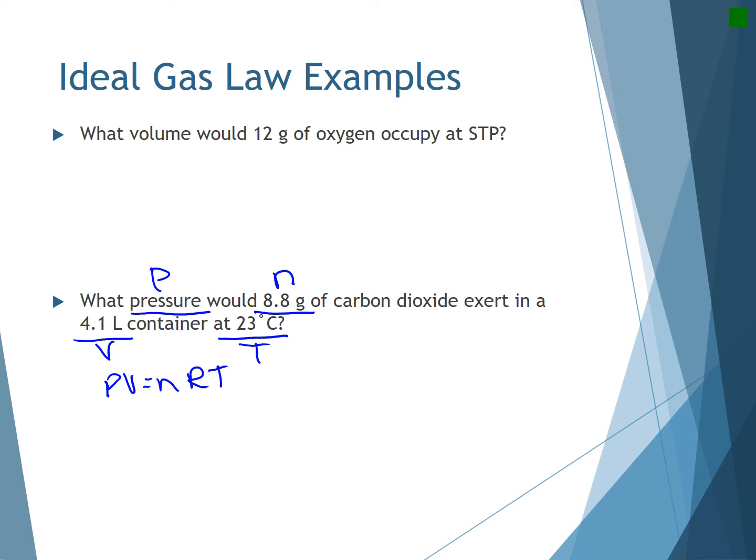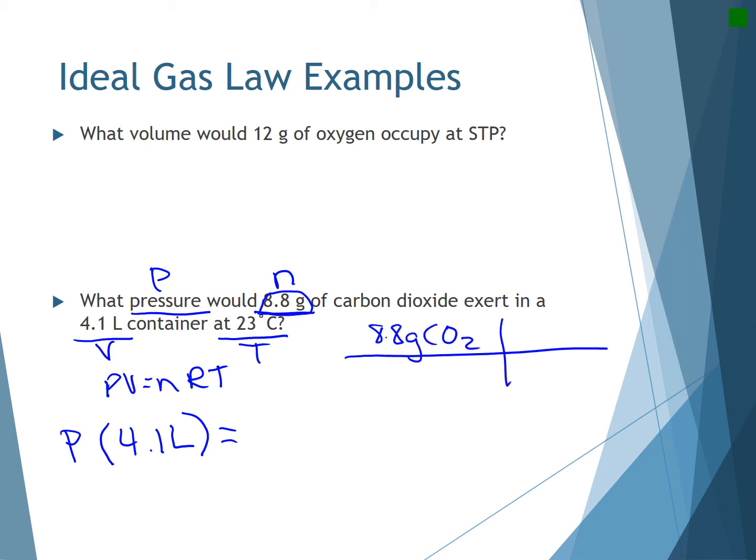All right, so my pressure is what I'm going to solve for. My V is 4.1 liters. It is in the correct unit. My N, once again, I don't give it to you directly, so I'm going to have to convert that 8.8 grams of carbon dioxide into moles. So it would be 44 grams of CO2 for every 1 mole of CO2. Round with that, you get 0.2 moles of CO2.